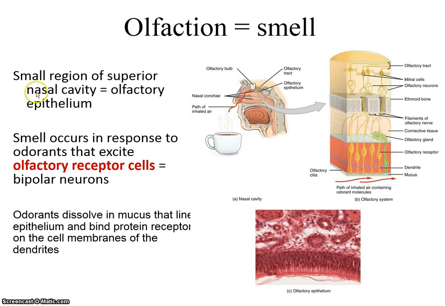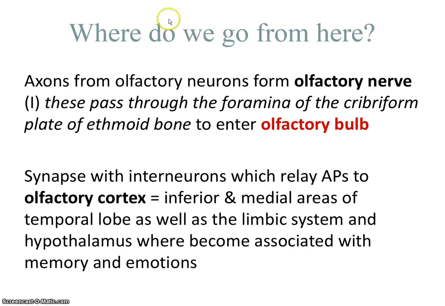Here again, inhaling, here's our pathway, a small region in the nasal cavity, made up of this olfactory epithelium. Smell happens in response to stimulating, exciting these olfactory receptor cells, which are bipolar neurons, as we said. The odorants dissolve, just like the chemicals in your food dissolve in saliva, the odorants dissolve in mucus, and they bind to these cilia, these parts of the cell. If they bind in the right combination, you get it excited, and an action potential starts and this excitation is moved.